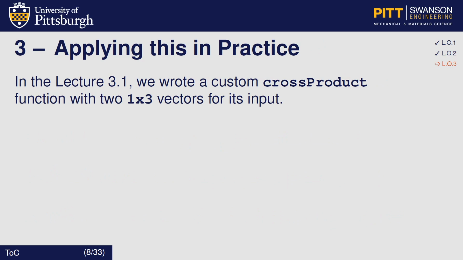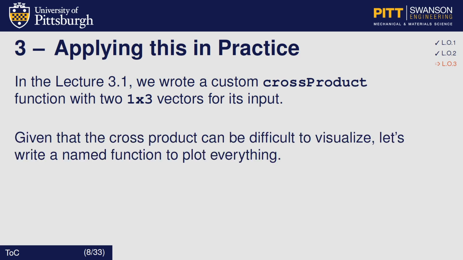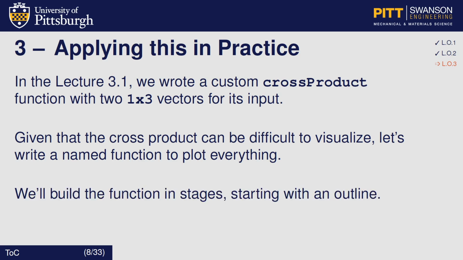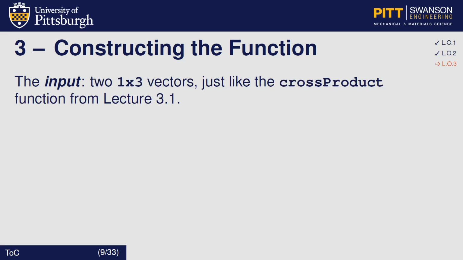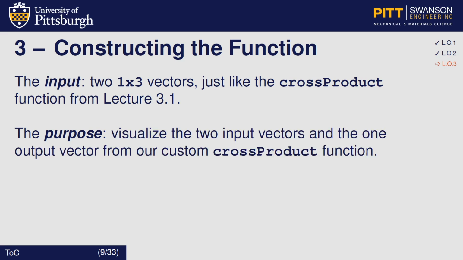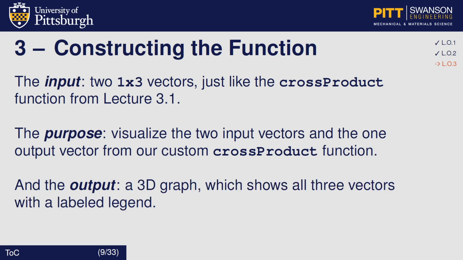In the previous lecture, we wrote a custom cross-product function that takes two 1x3 vectors as input. Given that it is difficult to visualize three-dimensional vectors in our heads, let's write a named function that plots all three of the vectors. We'll construct it in stages, starting first with an outline. The function's input will be two 1x3 vectors, just like the cross-product function from the previous lecture. The purpose is to visualize the two input vectors and the output vector to gain a better sense of the cross product. And the output is just a 3D graph that shows all the vectors labeled with a legend.